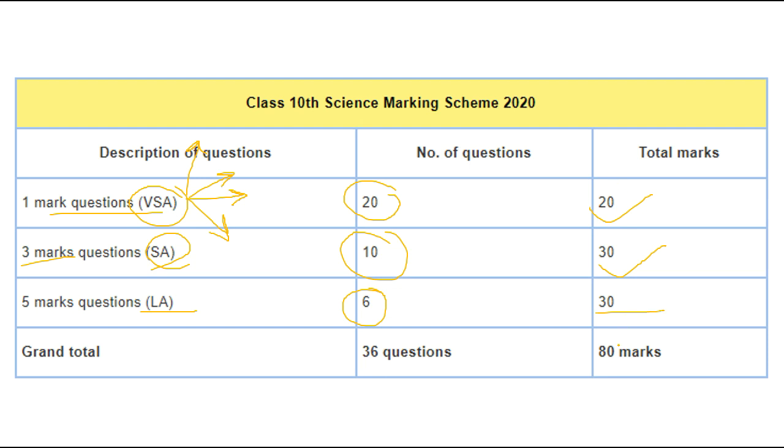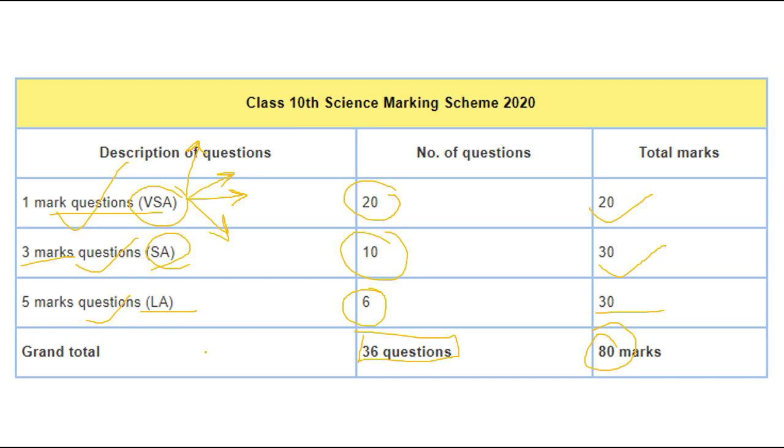So when we count all, it becomes an 80 marks question paper, and this question paper will contain a total of 36 questions. In these 36 questions you have 2 choices in 1 mark questions, 3 choices in 3 marks questions, and 2 choices in 5 marks questions, but all will be internal choices. There will be no overall external choice of the questions.